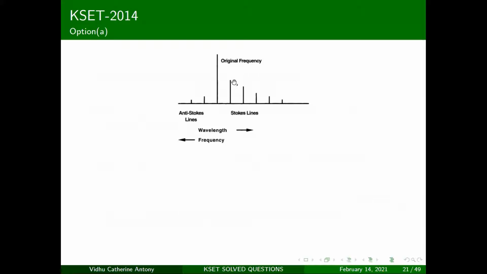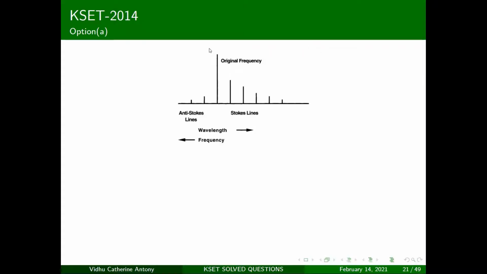Now, let's look at this. This is the original frequency of light, the laser light that you use, incident onto the material. And these are the anti-Stokes lines and the Stokes lines. The Stokes lines go to the higher wavelength region, and the anti-Stokes lines go to the lower wavelength region. So this is the increase in frequency. When you look at this, don't think this side is higher frequency. This is the part where you have a higher frequency. So your anti-Stokes lines are in the region of higher frequency, and the Stokes lines are in the region of lower frequency.